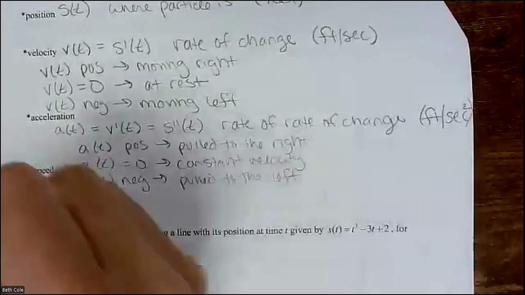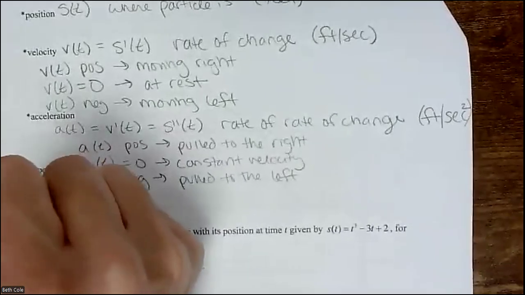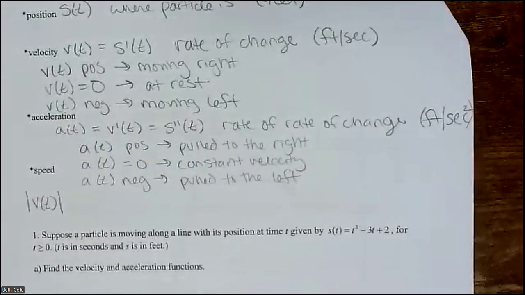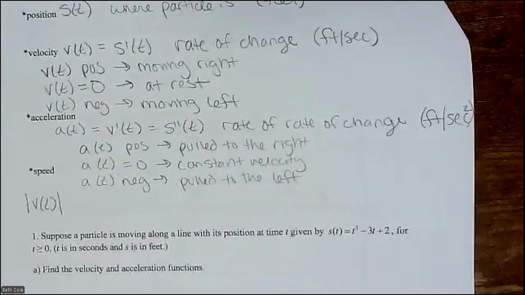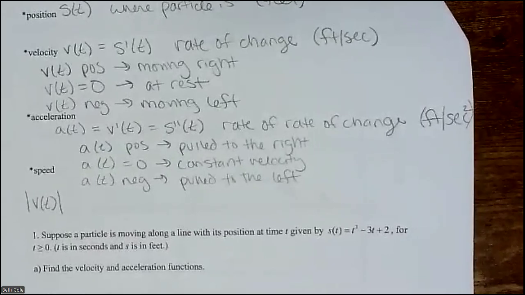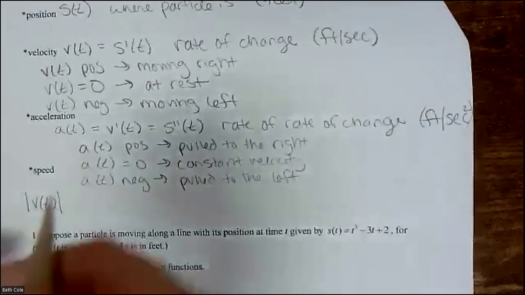That brings us to speed. Speed is the absolute value of velocity. Velocity is directional, positive and negative. Speed is only positive. When you get in your car and you look at that speedometer, if you go in reverse, it doesn't give you a negative speed, okay? It's the absolute value of velocity.